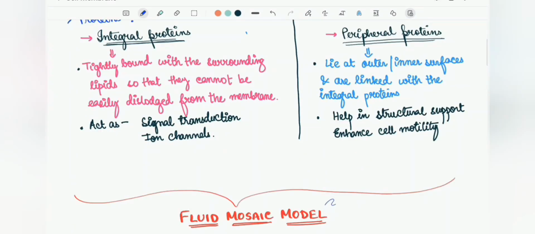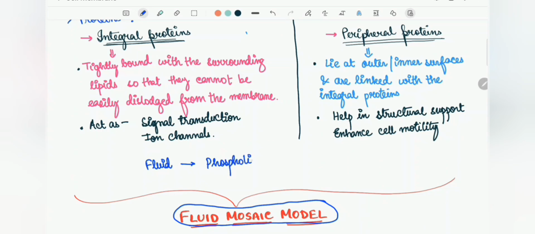So, the model of the cell membrane is also known as the fluid mosaic model. Fluid, basically consisting of the phospholipids, and mosaic, it is constituted by the proteins, and hence the model name is fluid mosaic model, given by Singer and Nicholson.